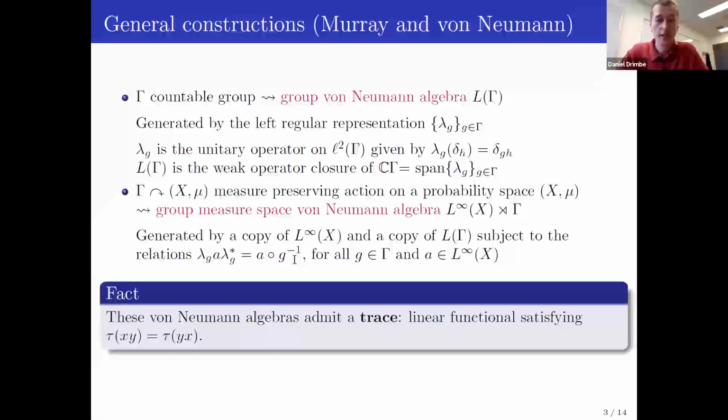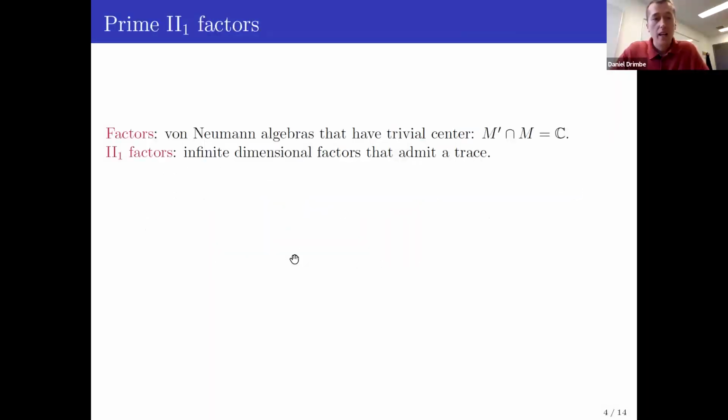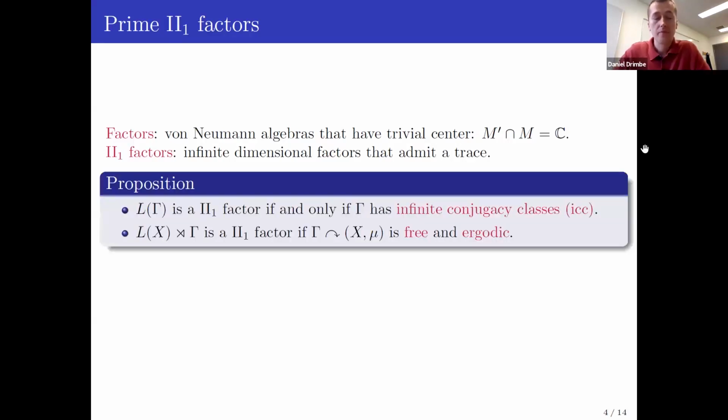An important fact is that these von Neumann algebras admit a trace, so τ(xy) = τ(yx), which is a normal linear functional. And I will restrict my attention to von Neumann algebras that are factors, which means they have trivial center. To complete the terms that appear in the title, let me also recall what a II1 factor is. A II1 factor is just a factor that has a trace and is infinite dimensional. Fortunately, II1 factors appear very naturally. We get that L(Γ) will be a II1 factor if and only if Γ is ICC. We also have some sufficient conditions: if the action is free and ergodic, the associated group measure space von Neumann algebra again will be a II1 factor.